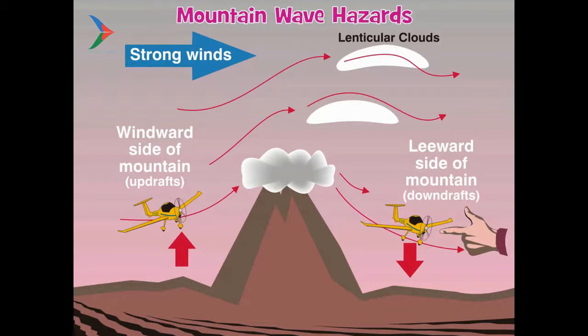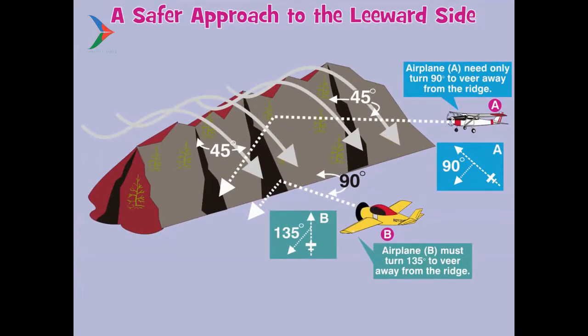Approaches to mountains with strong winds present should be made with caution, because the strong downdrafts can easily exceed the ability of a light airplane to climb. One way to minimize the risk if you are uncertain of conditions is to approach the ridge at a 45-degree angle. If downdrafts are encountered, you need only make a 90-degree turn to avoid the mountain instead of a 135-degree turn.